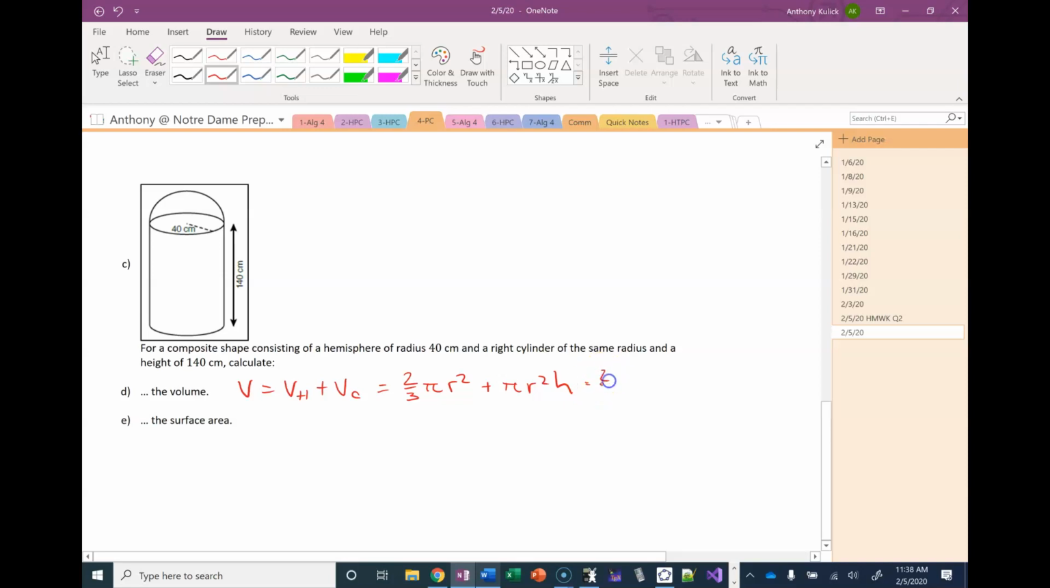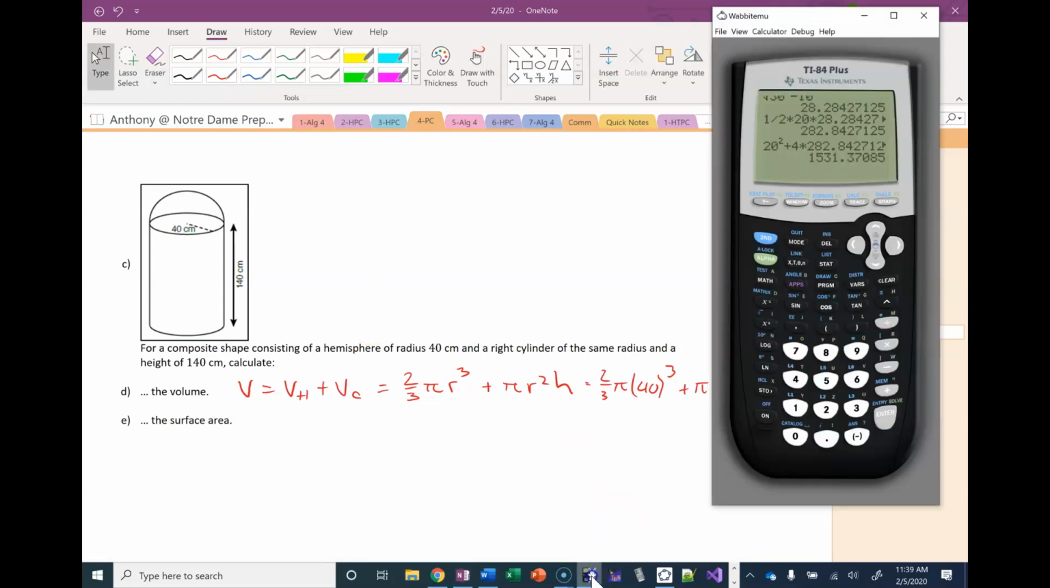So I have everything I need given in the problem because the radius is 40 and the height, oops, that was an r cubed, excuse me. I wrote the formula down wrong. The radius is 40 and the height is 140. So there's everything typed in. I just need to get into my calculator and get a decimal.